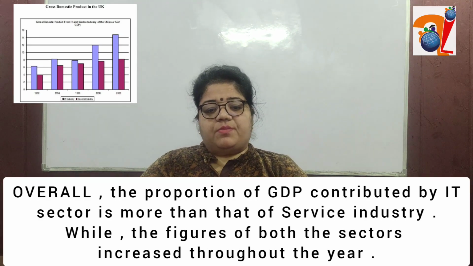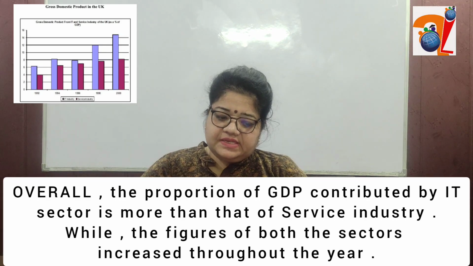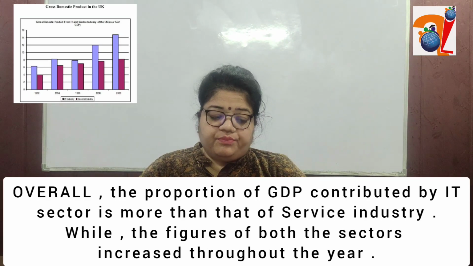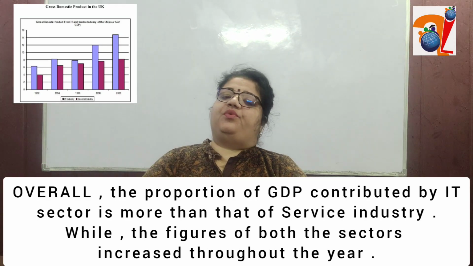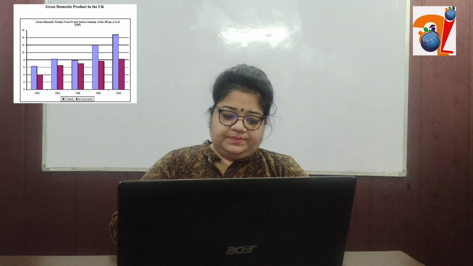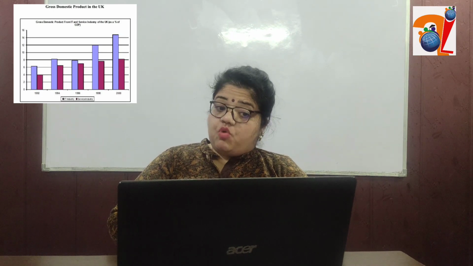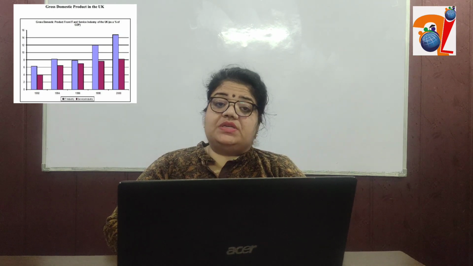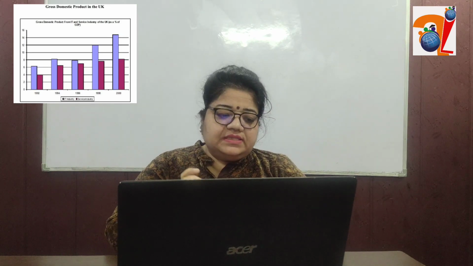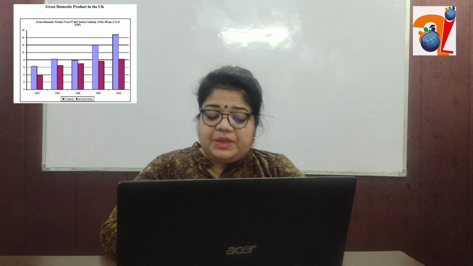Full stop. Then we are about to add some other information, a different information, a contrasting sentence. We have used a connector, that is, while the figures of both the sectors increased throughout the year. So this way we have written this overall. Let us move towards body paragraph 1. So here we are supposed to write every detail so that the examiner can get to know what the survey tells us about this information. So we are about to start our body paragraph 1.